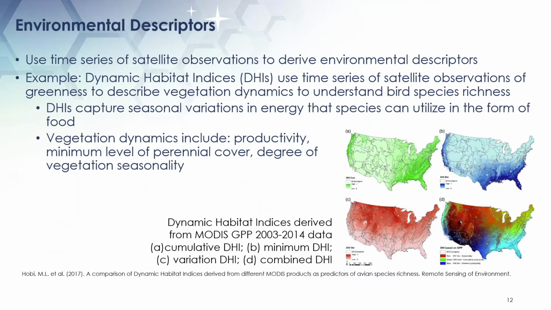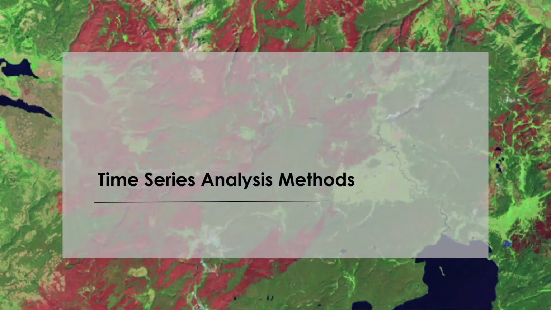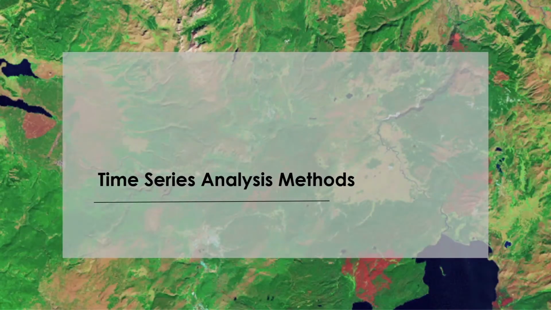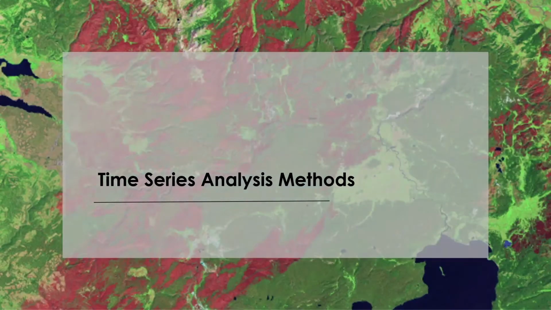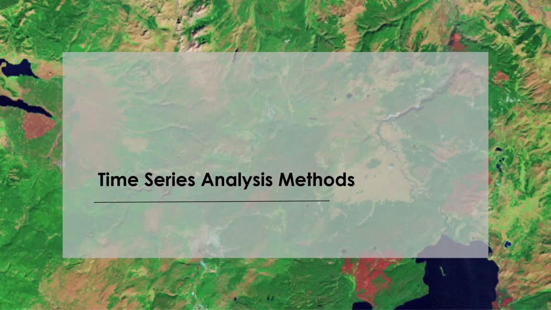Satellite images can also be used to generate maps of environmental descriptors, like those shown here, related to habitat health. So for example, vegetation health, along with other habitat metrics like productivity, could be used to identify bird species richness, for example. So now let's move on to describe a few of the methods for analyzing imagery from many dates.